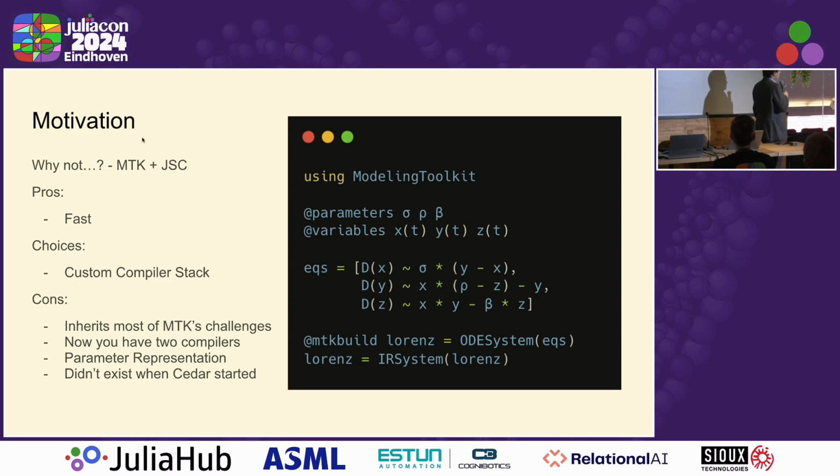So next question, if it's too slow, why not just use Julia Sim compiler, which is MTK, but implemented better, so it's faster. It's a good choice for making things fast. But from my perspective, it has a custom compiler stack, fully custom LLVM code generator, fully custom IR representation. It still inherits MTK's semantic representations, so the semantic challenges that MTK has still apply to Julia Sim compiler. And now you have two compilers, and I'm already struggling to maintain the Julia one, so I didn't want to maintain another one.